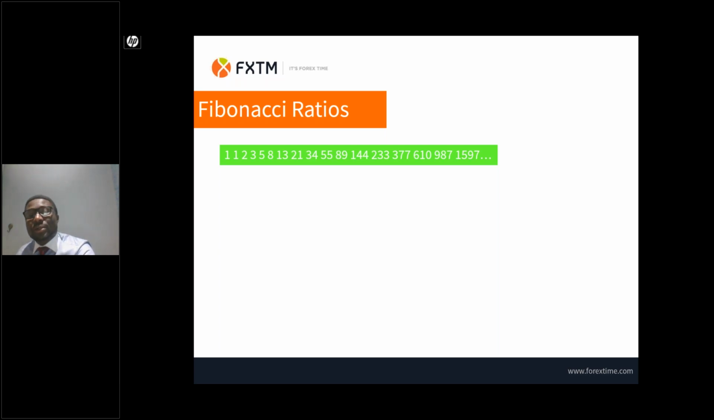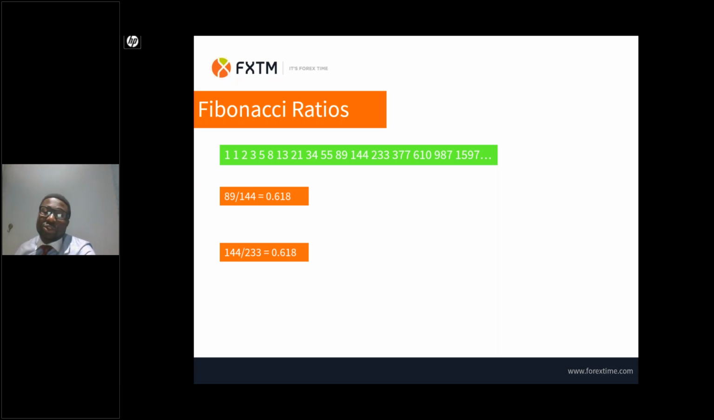So if you look at these numbers, it was adding successive numbers. If you add successive numbers, it will give you the next. So if I add 21 and 34, it will give me 55. If I add 34 and 55, it will give me 89. If I add 55 and 89, it will give me 144, and so on and so forth. And then he now went on to do a division.